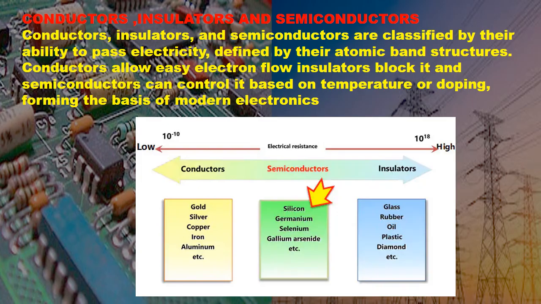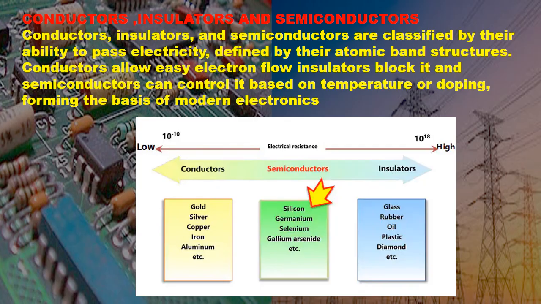Conductors allow easy electron flow, insulators block it, and semiconductors can control it based on temperature or doping, forming the basis of modern electronics. So basically semiconductors, sometimes they conduct electricity, sometimes they don't. Because of this reason, most semiconductor materials are used in control sectors, like transistors, diodes and so on.